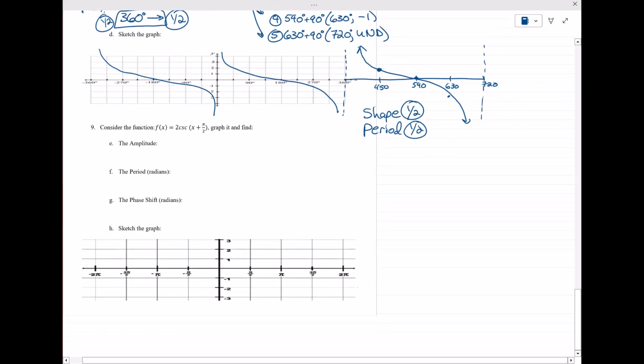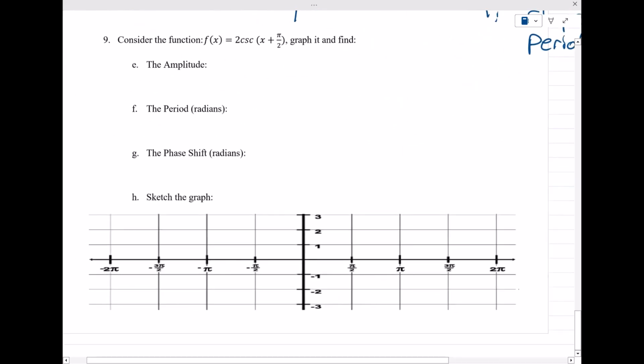All right, let's do number 9. What's the amplitude for this graph? None, thank you. Just to throw you off. Sine and cosine, yeah. So the 2 is there partly to throw you off, right? Obviously, there's no amplitude for this.